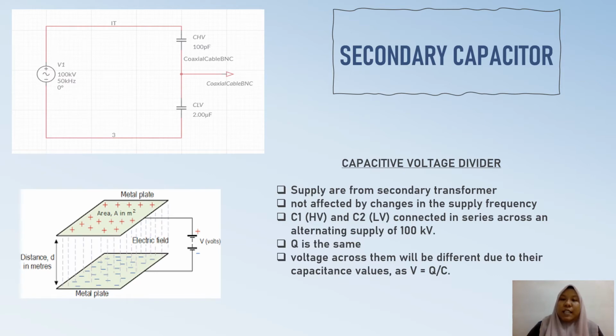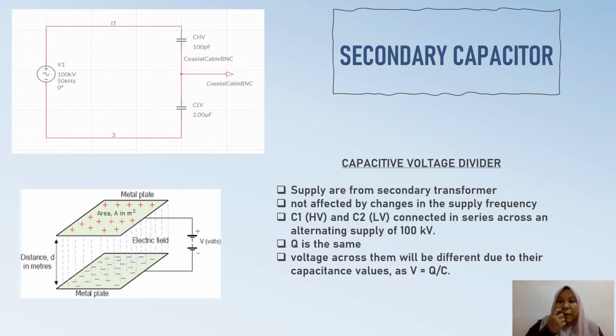Okay, as we can see on this slide above, in this circuit the voltage supply is 100 kilovolt. The 100 kilovolt supply we get from the secondary transformer. For capacitor one, the above one, it is for high voltage, and the below one, capacitor two, is for low voltage. As we can see, the high voltage capacitor is 100 picofarad, while the capacitor for low voltage is 2 microfarad.